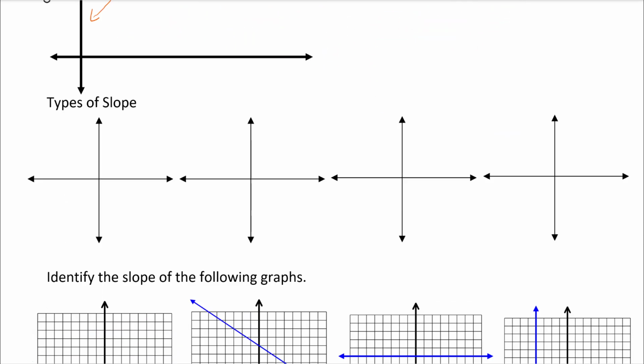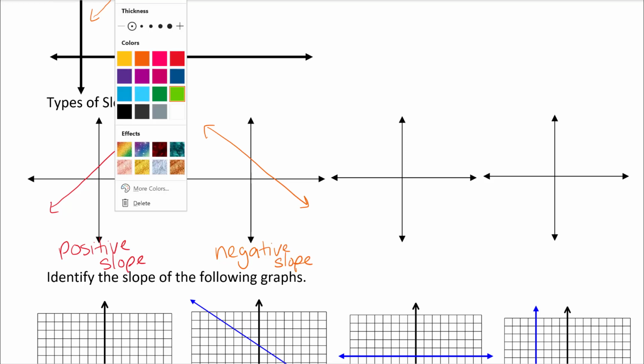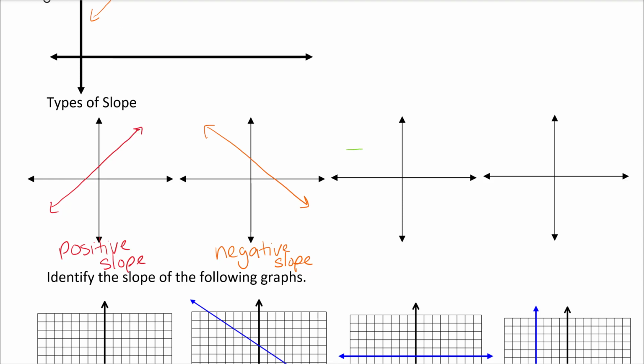So for the different types of slopes, you might have a positive slope running uphill. You might have a negative slope running downhill. You could have a horizontal slope. This is actually called a zero slope, like the number 0, okay? And then the last type of slope is if you have a vertical line, that slope is called undefined.